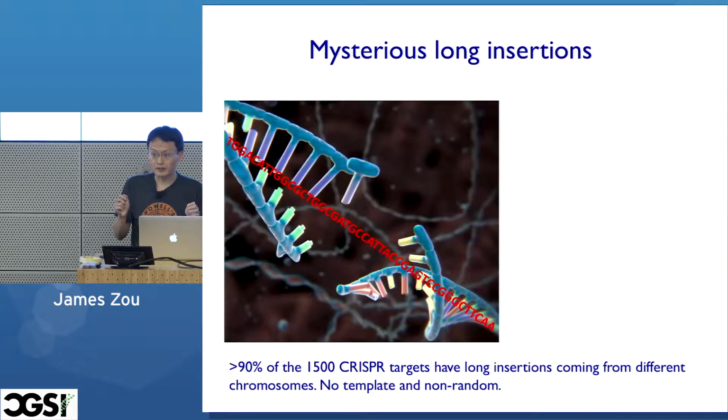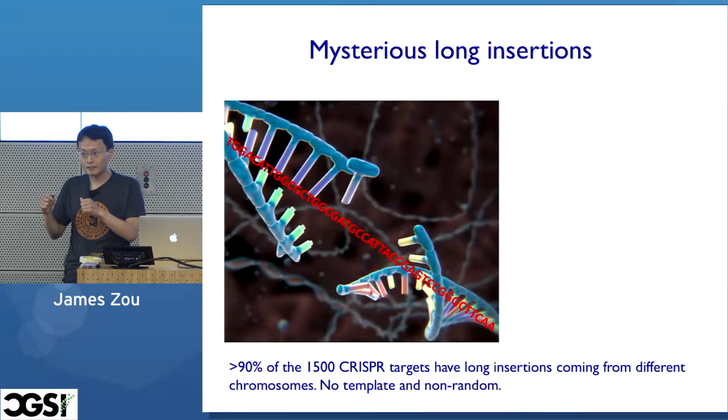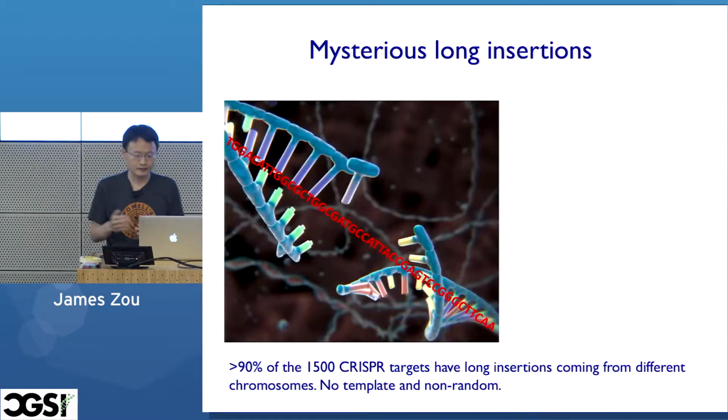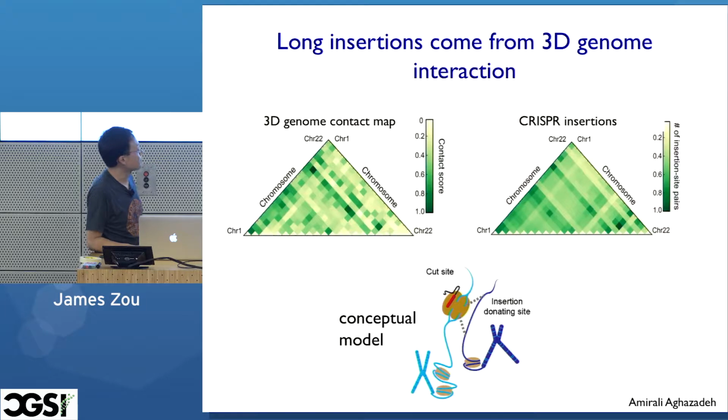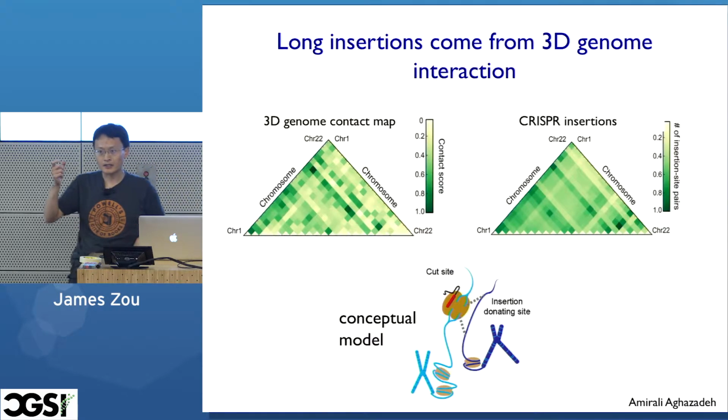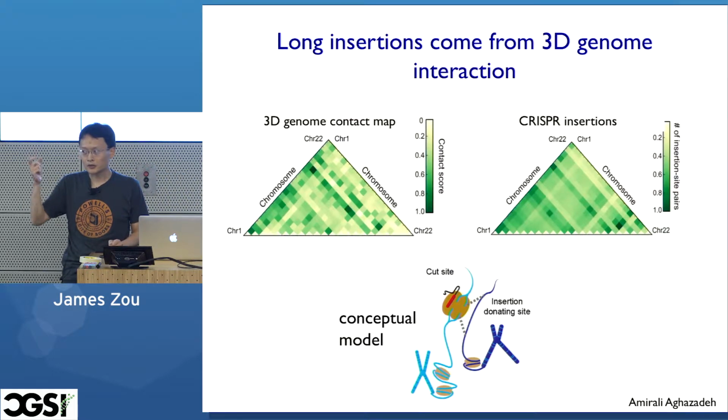Right, so here, just to be clear, we're not actually putting in any DNA templates. So there's nothing we're explicitly trying to insert. So these insertions are really just happening organically due to the DNA repair process. So it turns out that a lot of these long insertions we think come from other chromosomes, but other chromosomes that are in three-dimensional contact with the location where we make the double-stranded DNA break.